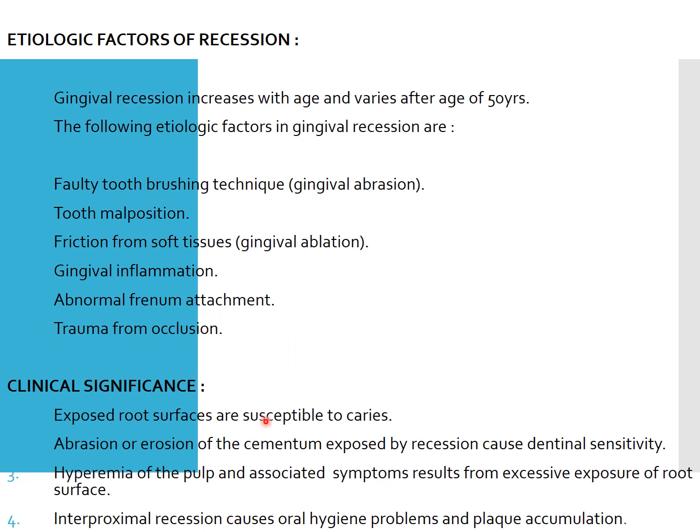So the clinical significance: gingival recession leads to exposed root surfaces, which are susceptible to caries. Abrasion or erosion of the cementum exposed by the recession can cause dentinal sensitivity, as the dentinal tubules will be exposed to the external environment, so there will be more sensitivity. Then it can cause hyperemia of the pulp and associated symptoms, which can result from excessive exposure of the root surface. Then interproximal recession will cause problems in maintaining oral hygiene because it causes more plaque accumulation.